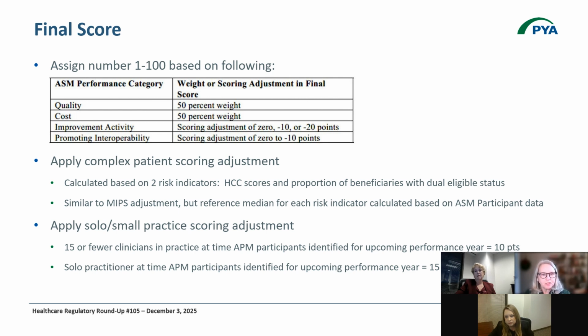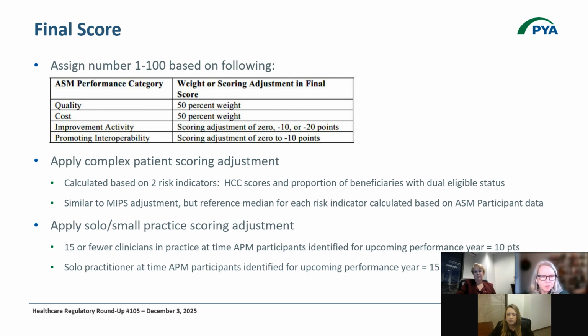If you don't complete the 2 improvement activities, you're going to have a scoring adjustment of either -10 or -20. So don't do one of them, -10 points. Don't do both of them, -20 points. And for promoting interoperability, if you don't meet the requirements, that's another negative adjustment of 10 points. So it's relatively regimented how you get to your score. And given the hit you'll take for not doing improvement activities or promoting interoperability, I think it's a priority to ensure that you meet those requirements as well.